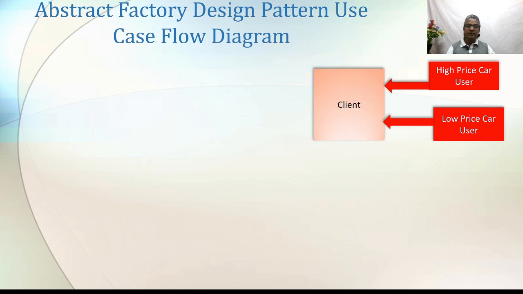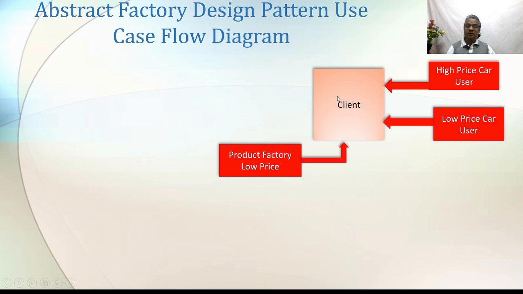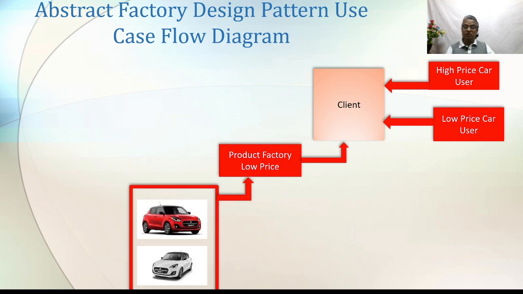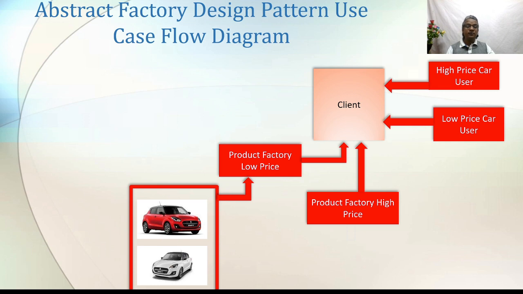We are creating the client object, the client interface, and then the product factory low price. Yes, in the product factory low price, I have two cars. We can think of any car. Here, I'm just giving two car images. Next, move to product factory high price cars. Let's see.